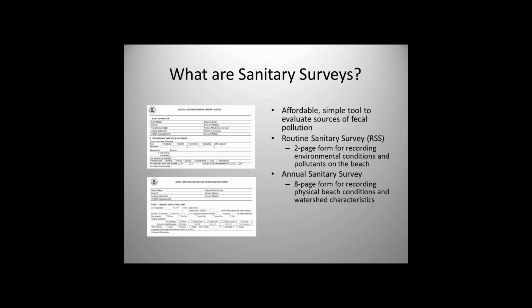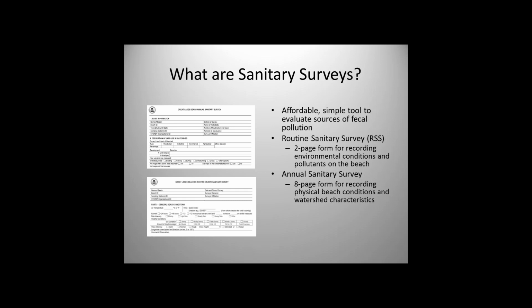All right, so I'm just going to take a step back and discuss what sanitary surveys are, because we keep throwing around the term. Sanitary surveys are an affordable, simple tool to evaluate potential sources. We're considering a number of different environmental parameters. We still collect water samples, which is really important, but we're also taking in other parameters that we can correlate with E. coli to see if they are having an impact.